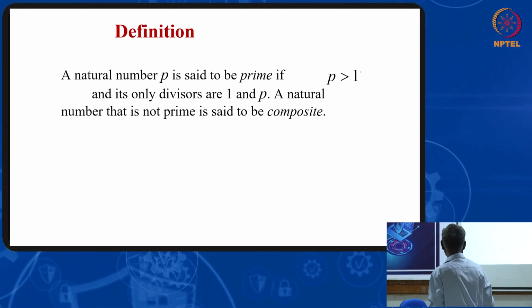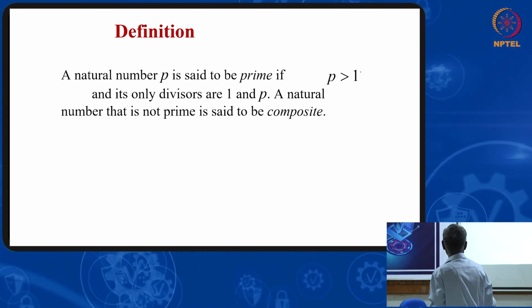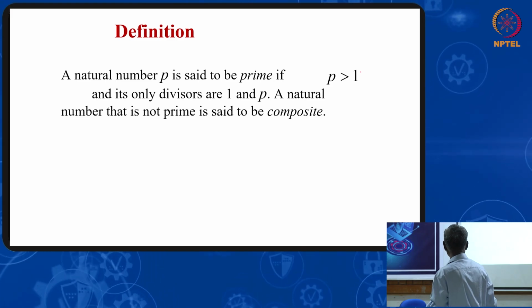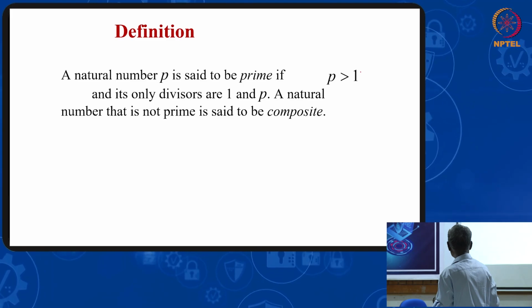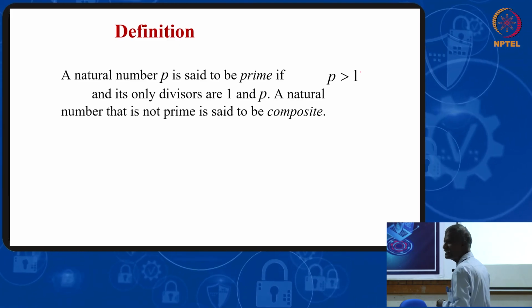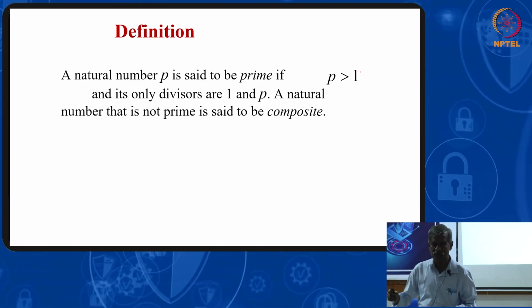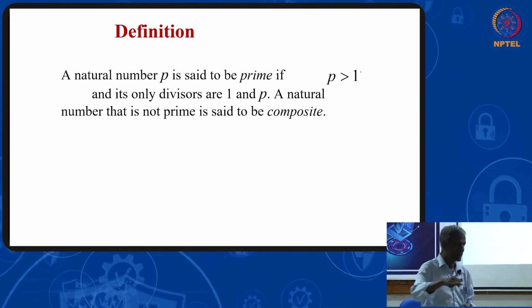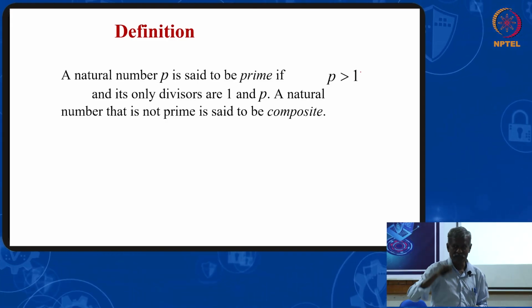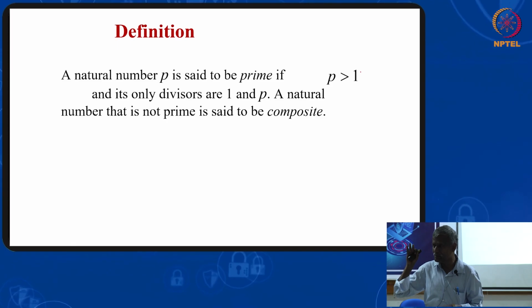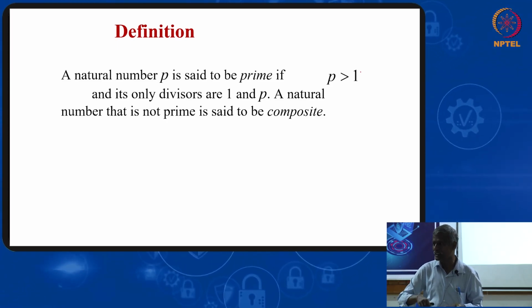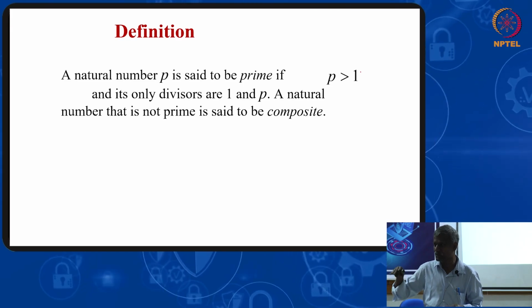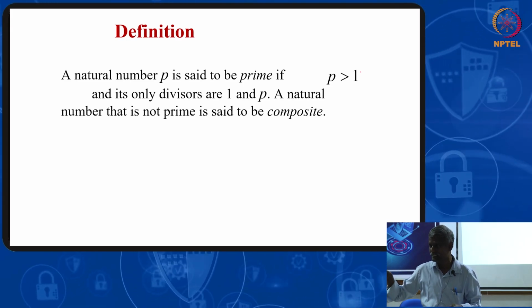A natural number p is said to be prime when p is greater than 1 and its only divisors are 1 and p. A natural number that is not prime is called a composite number. Every composite number can be written as a product of prime numbers. For example, 6 is a composite number. It can be written as a product of 2 prime numbers called 2 and 3.